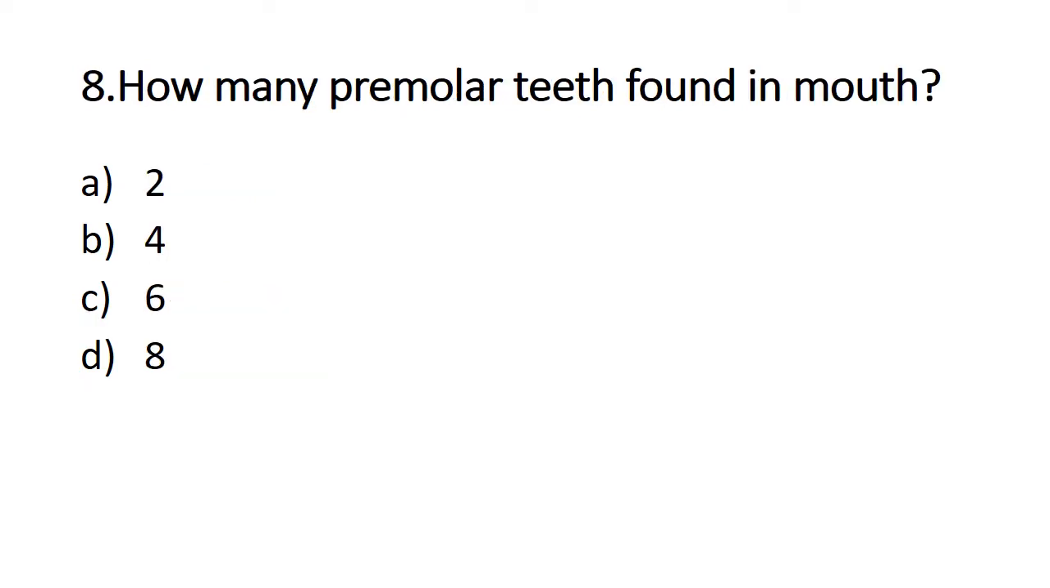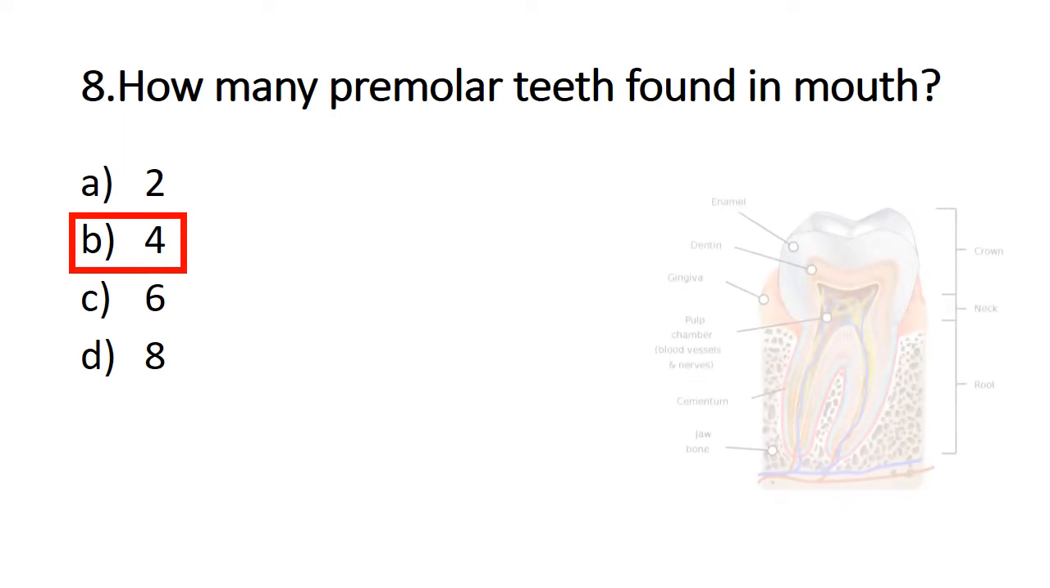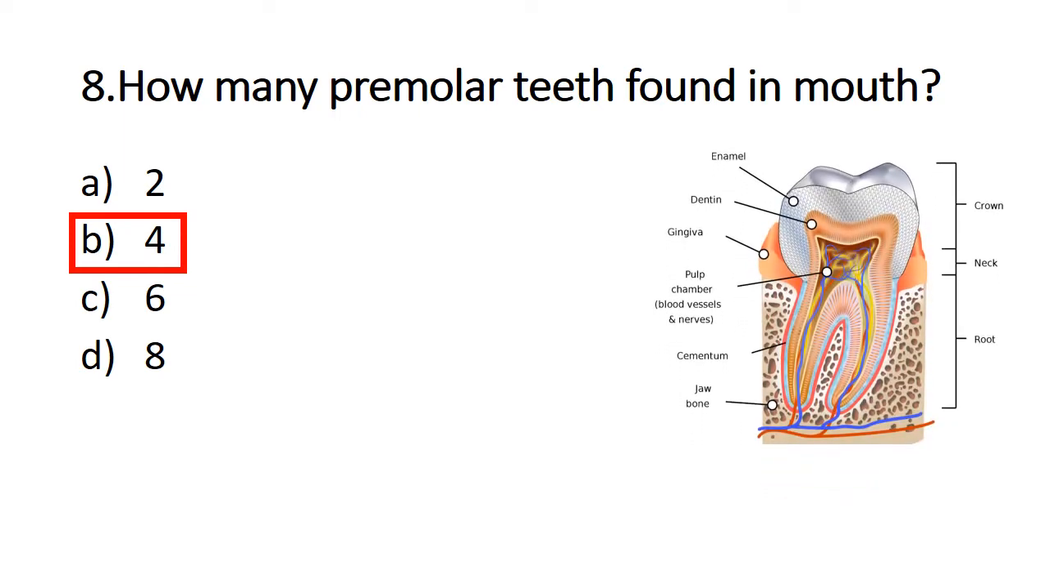How many premolar teeth found in mouth? A. 2, B. 4, C. 6, or D. 8. So, the correct answer is option B. 4. And this is the premolar teeth which has three parts, that is the crown, the upper part, neck and the root. Let's move on to the ninth question.